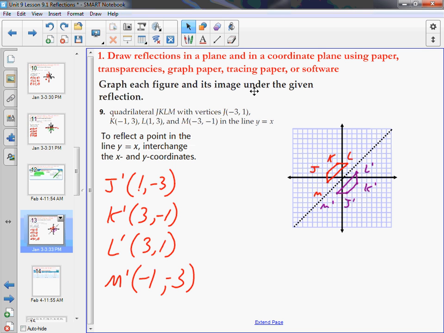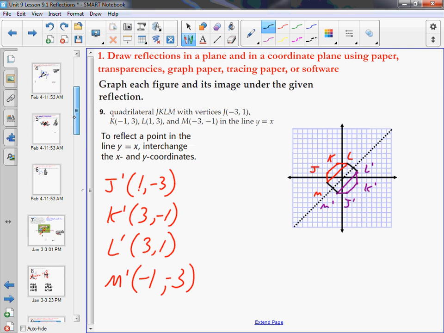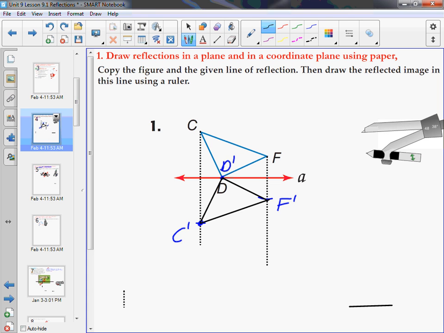Okay? Notice, if I draw a segment connecting L and L prime, perpendicular to the line of reflection, L and L prime are the same distance away from the line of reflection. I can do the same thing with J and J prime, or M and M prime, and all the others, can't I? Okay? So all we've done is learn different techniques on a coordinate plane to do what we did originally here. Okay? It's still the same thing.